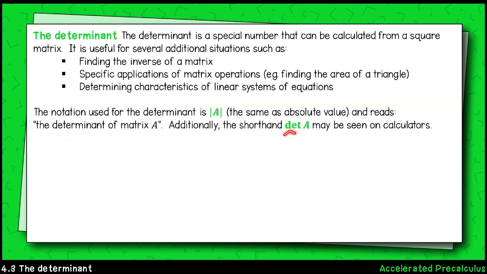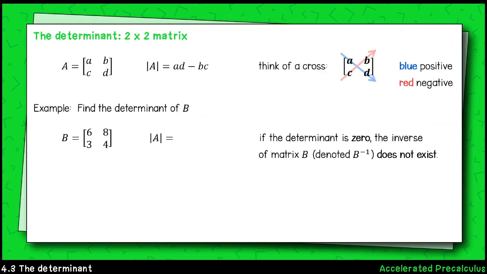You may also see this shorthand notation, det, for determinant of matrix A in textbooks, websites, on calculators, or in software. Another very important point, we can only find the determinant of a square matrix. So like the identity matrix, today we're focused only on square matrices. We'll start by finding the determinant of a 2x2 matrix. We use letters as placeholders for each entry. So we have A, B, C, and D.